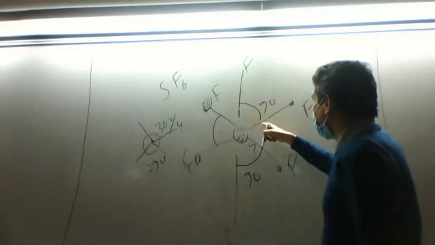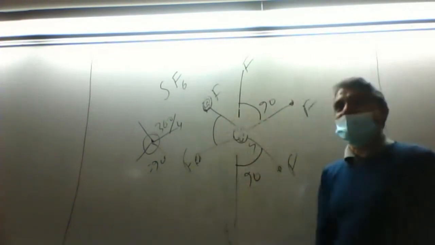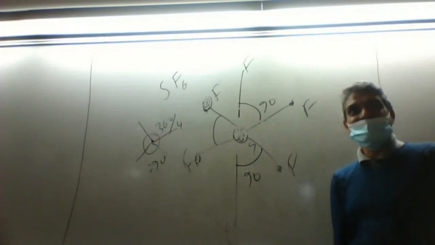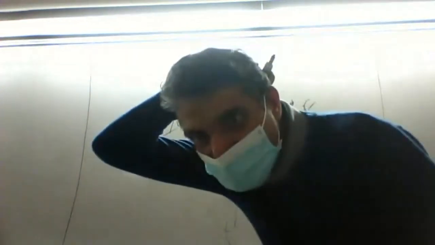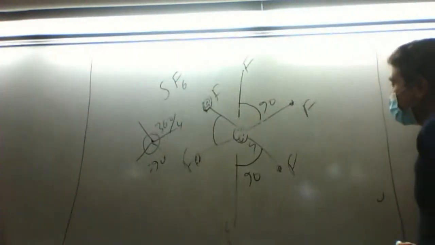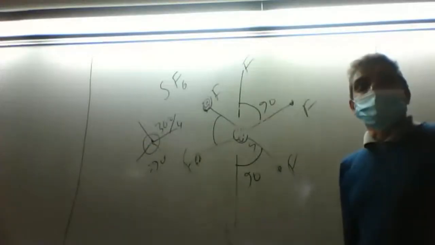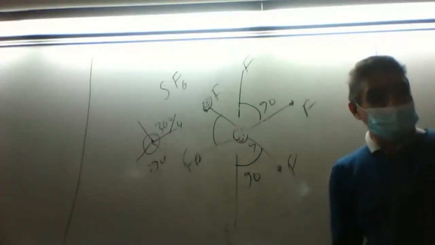So the angle between this and this is 90. The angle between this and this is also 90. This is also 90. All angles are 90 in octahedral. Now I want to remove one fluorine from here. Let's remove one fluorine and fill it with a lone pair of electrons, right?